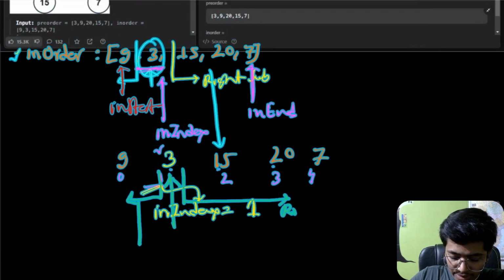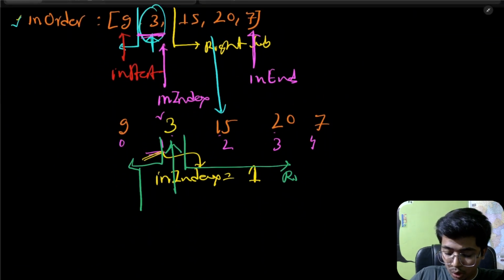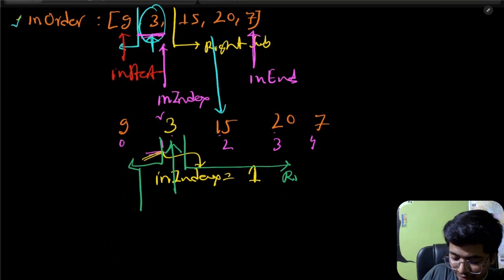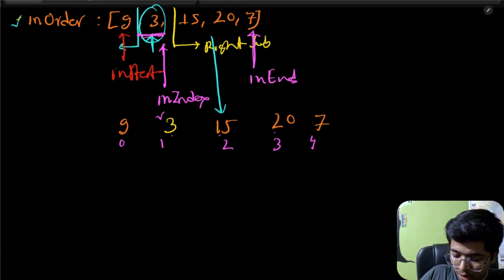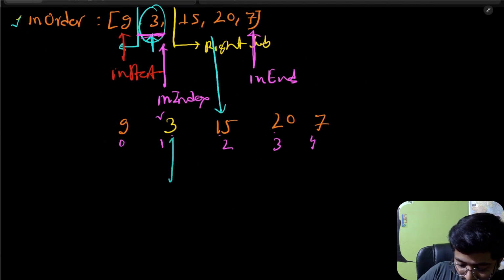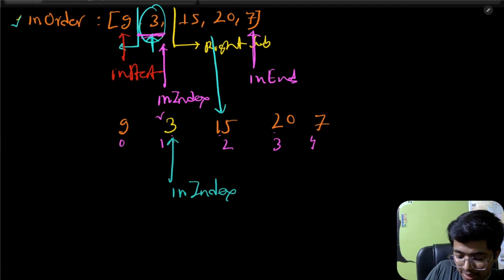Okay, again we'll be understanding what we are trying to do here. Now notice one thing, that we had 9 3 15 27. So we got the in-index here. This was our in-index. Now we'll be passing the end index. So what is the end index? Here, this is the end index.